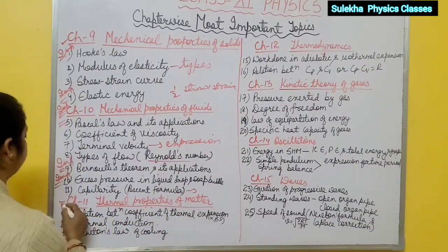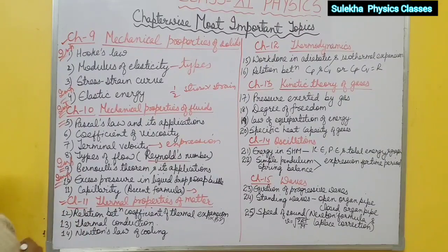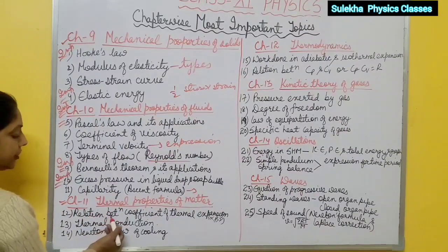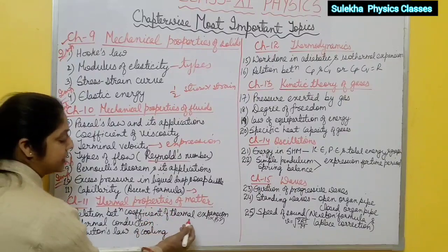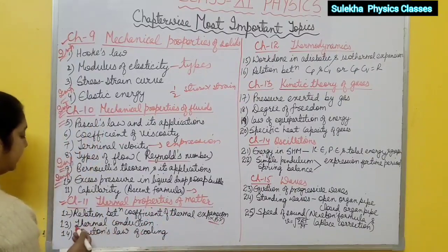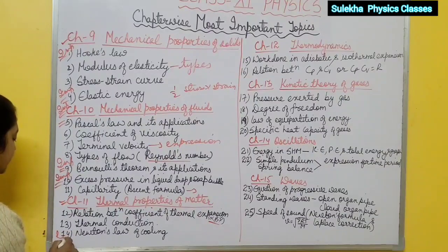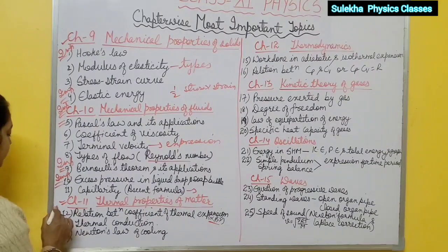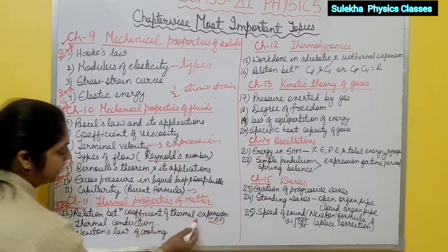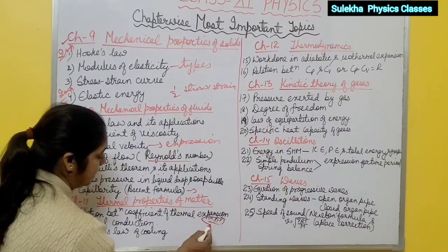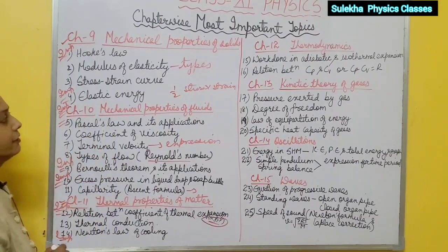Then next chapter number 11, thermal properties of matter. In this one you have to derive relation between different coefficients of thermal expansion, that is alpha, beta and gamma. Then next one is thermal conductivity, and last Newton's law of cooling. This one is also very, very important. So only 1 or 2 topics of this chapter are important. Most important topic is relation between various coefficients of thermal expansion, that is alpha, beta and gamma.